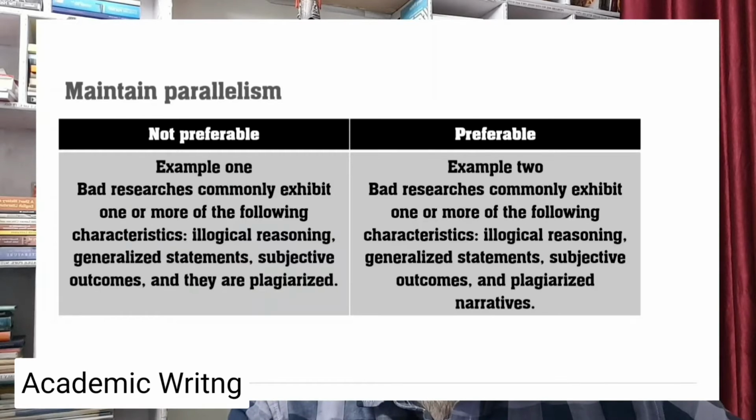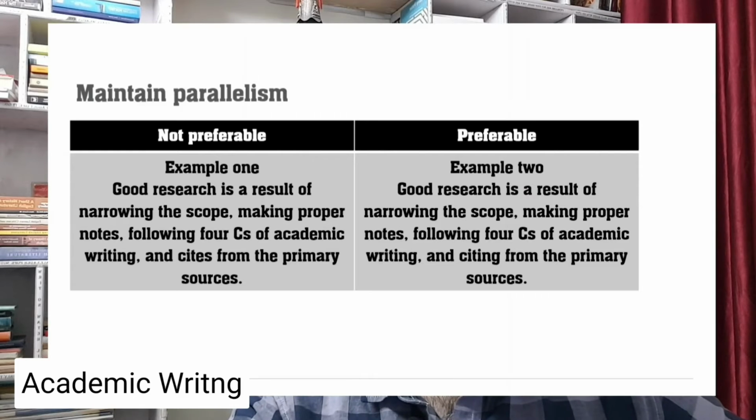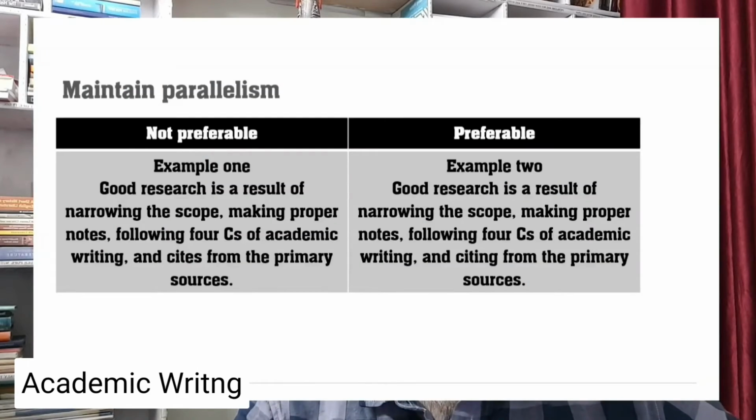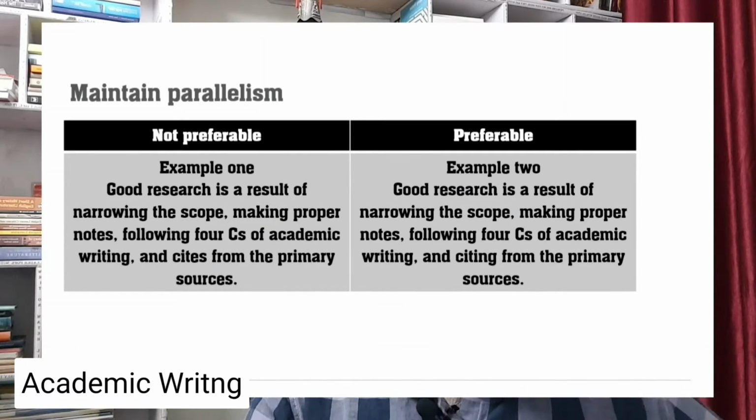In place of writing "they are plagiarized," we should write "plagiarized narratives." Another example, "Good research is a result of narrowing the scope, making proper notes, following 4 C's of academic writing, and cites from the primary sources." In place of writing "cites from the primary sources," we should write "citing from the primary sources." So what is the key? Balance parallel ideas in a series.